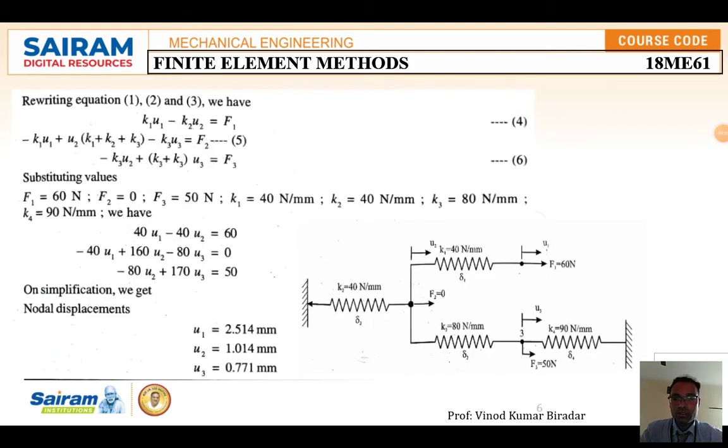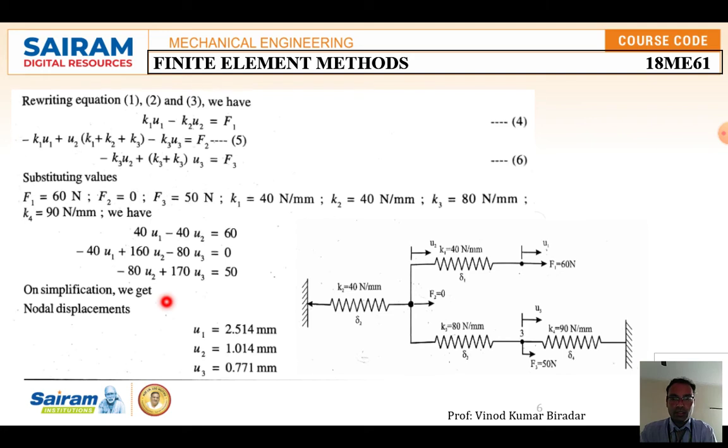So how to solve this equation using the calculator: this is a 3 times equation. Substitute a1 value is equal to 40, a2 value is equal to 40, a3 is equal to 0. In the calculator you have to feed the a, b, c values or x, y, z values. Here a1 is equal to minus 40, a2 160 and a3 is equal to minus 80, and the third row is 0, minus 80 and 170. If you substitute all these values, that gives the unknown displacements, that is u1, u2, u3. So this is the final answer.